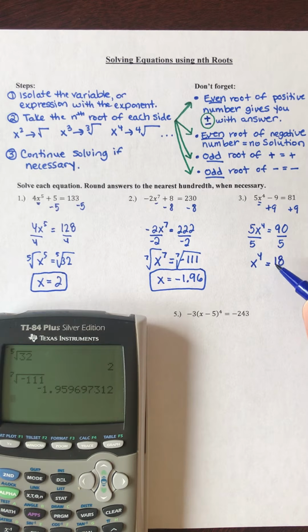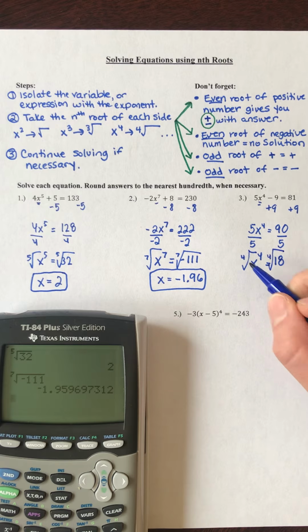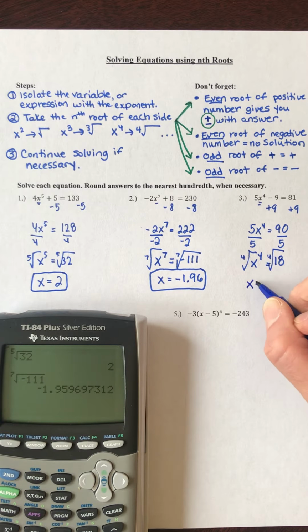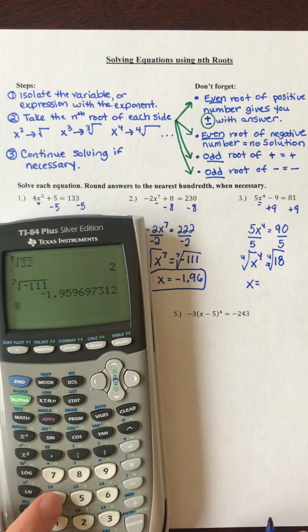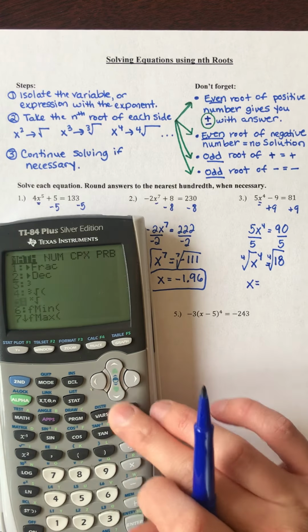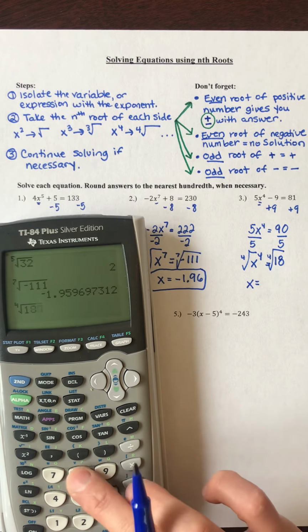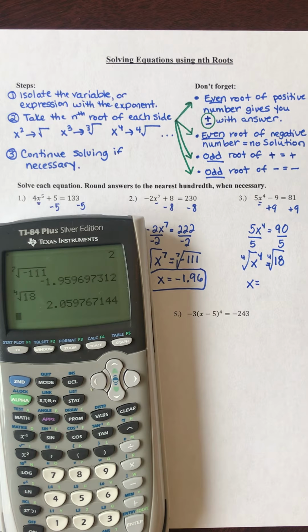Okay, so now at this point, to undo something to the 4th power, I would take the 4th root of each side. The 4th root of x to the 4th just gives me x. Okay, if I'm going to type in 4, math, go down to option 5. The 4th root of 18 is 2.06.